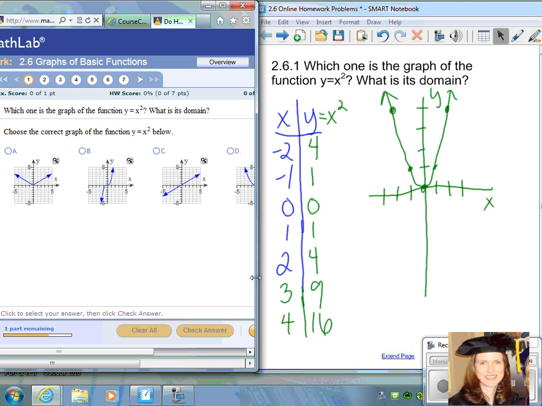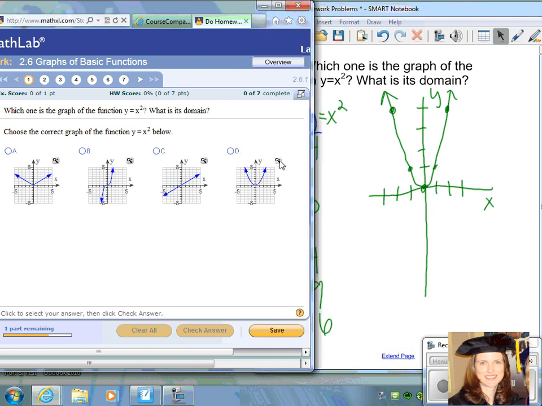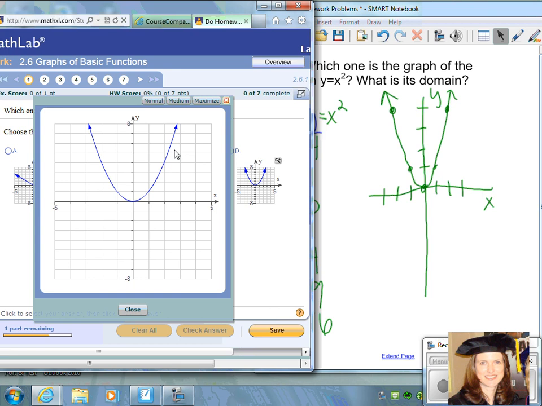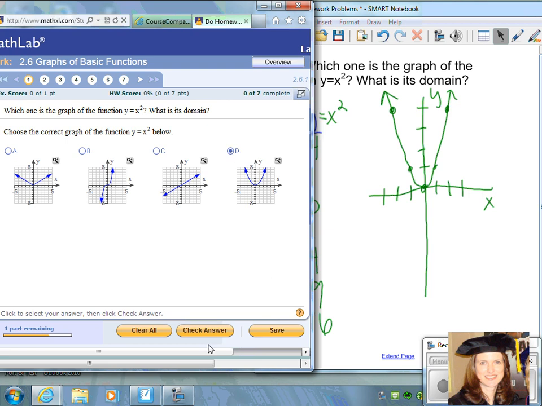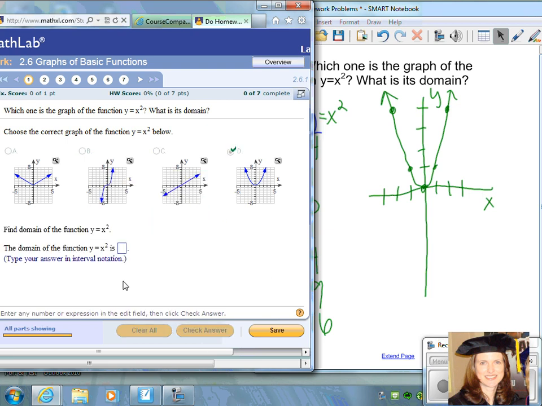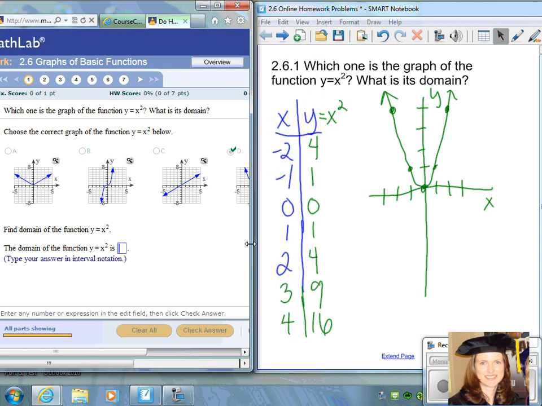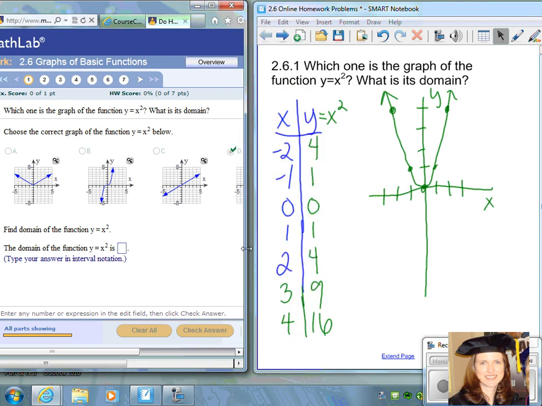If you look at the choices given here, it looks like choice D, but you can actually zoom in. You can see over 1 up 1, over 2 up 4, and we're going to select D. Now we want to find the domain of this function. The domain is a list of all of the x values that you can plug in to this function.